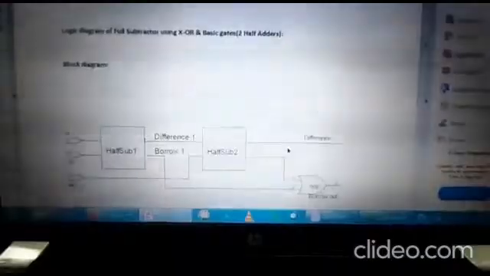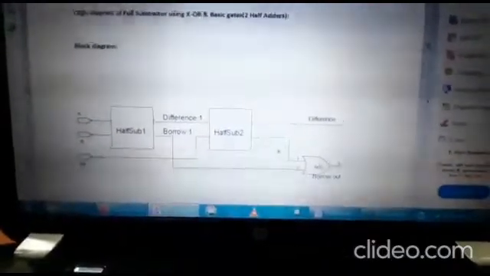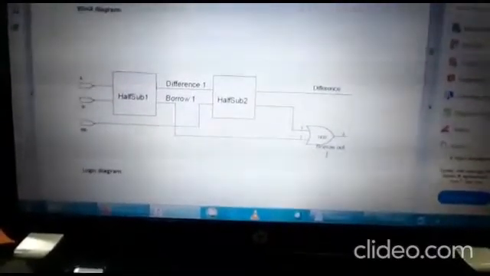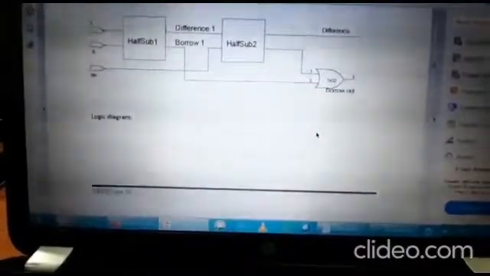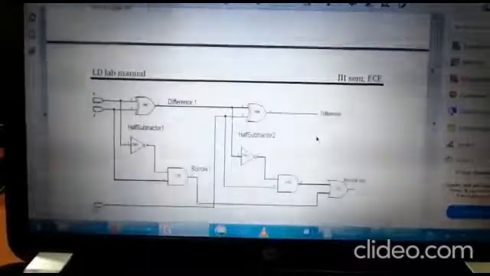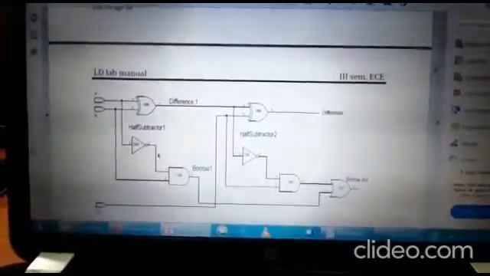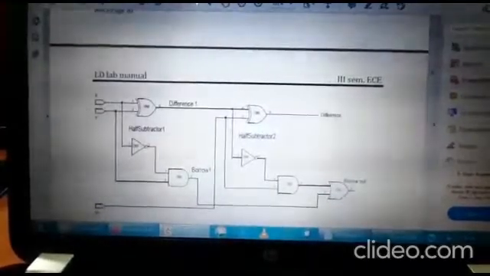Again, the full subtractor can also be implemented using two half subtractors and an OR gate in order to generate the difference and borrow. This is the logic diagram showing the same. Finally, you can see how it differs from the full adder: you just have an inverter at the input terminal of this AND gate for both the half subtractors.